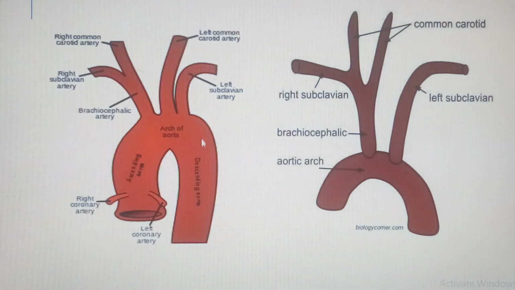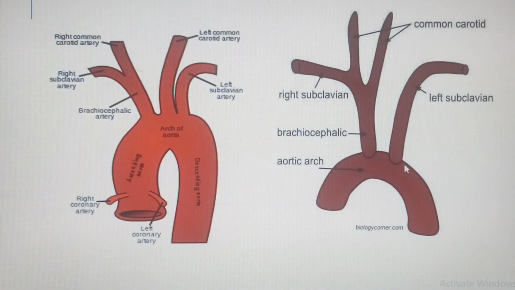Now the arch of the aorta will then continue as the descending thoracic aorta, which will of course give off some branches. Now there could be some variation. Anatomical variations are very common, such that on the arch of the aorta, instead of having three branches, brachiocephalic, left common carotid and left subclavian artery, it will have just two branches: the brachiocephalic trunk, and of course the left subclavian artery.